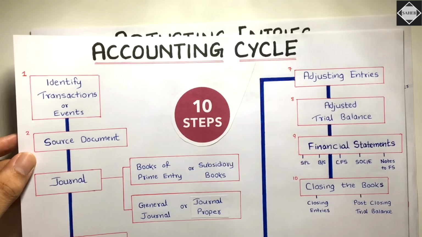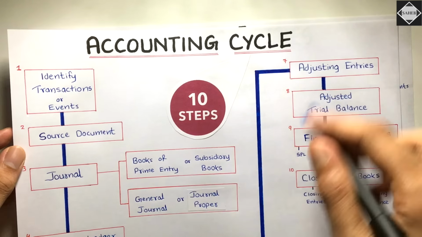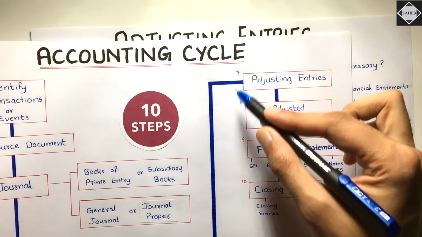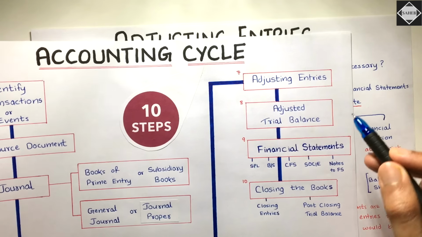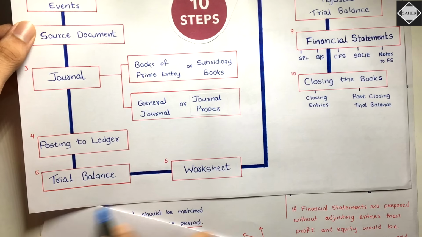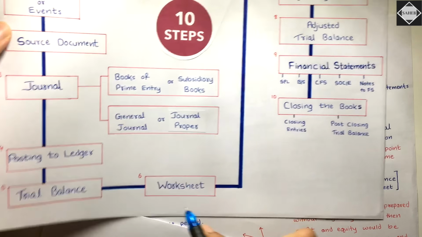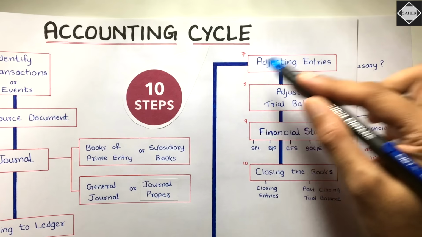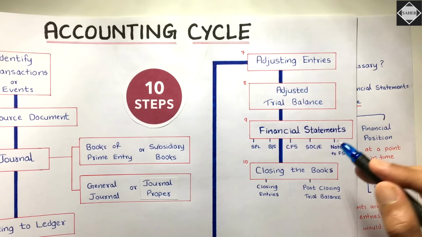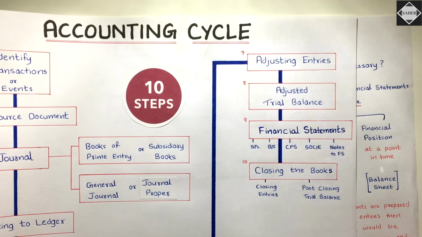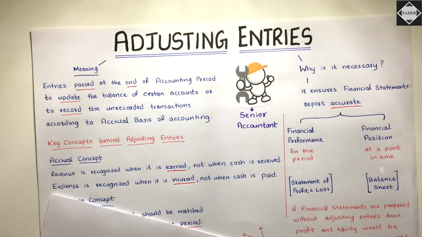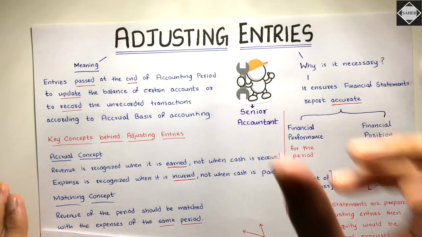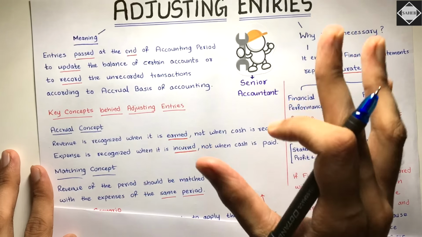This slide of the previous video, right? These 10 steps. See here, this is the adjusting entries stage, the 7th stage. The unadjusted trial balance, from this worksheet is there, then adjusting entries are passed, then the adjusted trial balance, and then financial statements are prepared. Okay, that's the stage of passing adjusting entries. Fine. So the important thing was what? Accrual concept, matching concept, right?